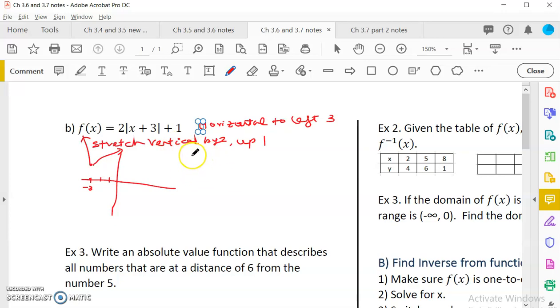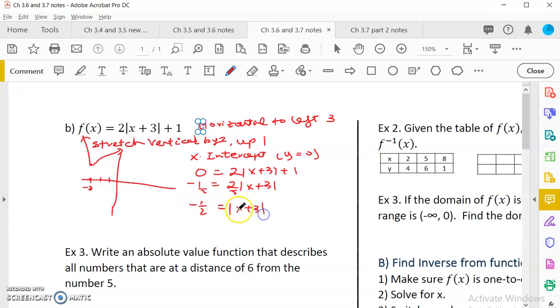But let's do the x-intercept. So when we do the x-intercept, we would set y equal to 0, right? So if I set y equal to 0, equal to 2 times the absolute value of x plus 3, plus 1, what happens? I would have negative 1 equal to 2 times the absolute value of x plus 3. I divide by 2, so it's negative 1/2 equal to the absolute value of x plus 3. So I isolate the absolute value of x plus 3, but it's a negative number. So there's no solution, because an absolute value can never be that.